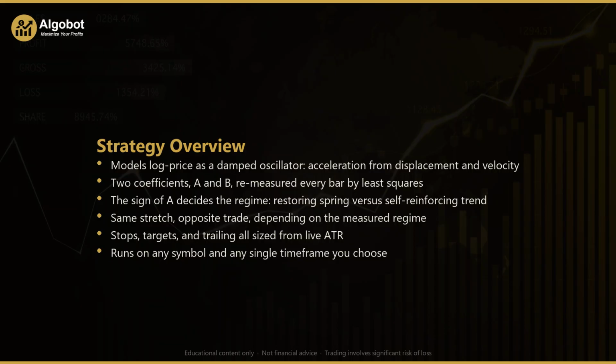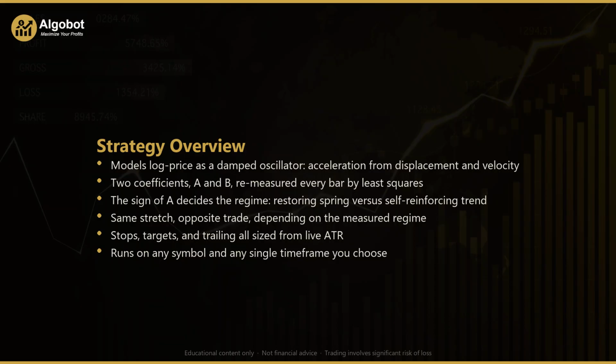Here's the key idea. The strategy does not choose A and B in advance. It measures them, fresh on every bar, using ordinary least squares over a window of recent motion samples. The default window is 50 bars. The first coefficient, A, is a position feedback term, a kind of stiffness. When A is negative, price is being pulled back toward its center, which is a stable, mean-reverting spring. When A is positive, displacement feeds on itself, and price runs away from center, which is a self-reinforcing, trending regime.